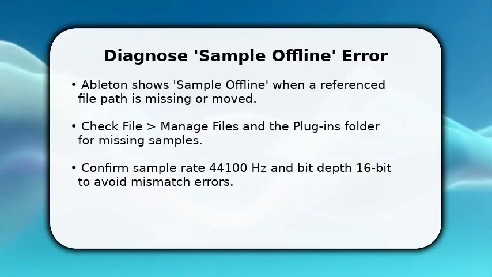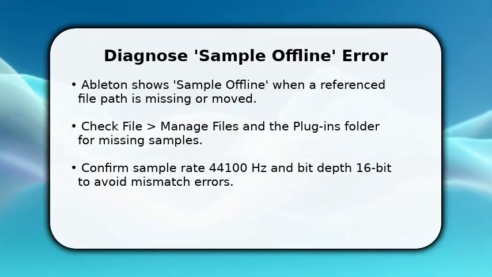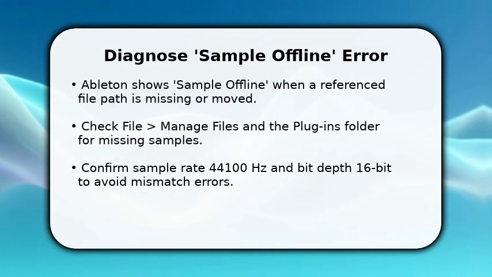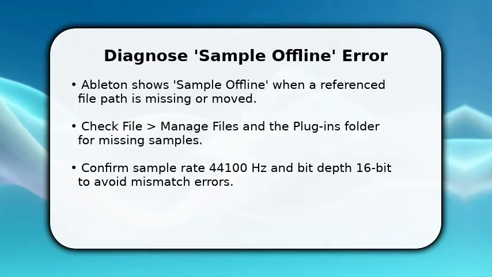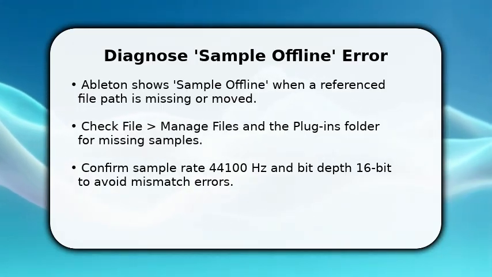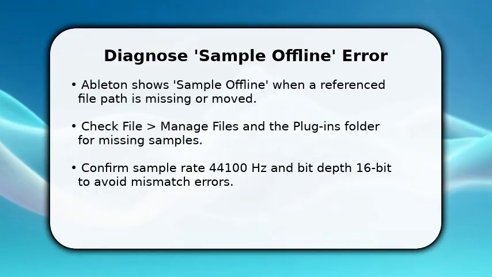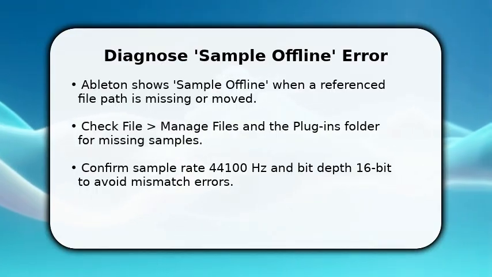Start by opening your Ableton Live set and watching for the warning banner. The message "sample offline" means a referenced audio file cannot be located. Open File, then choose Manage Files to reveal missing files. Use the Missing Files panel to view paths and file names.